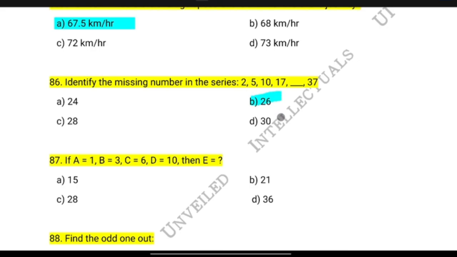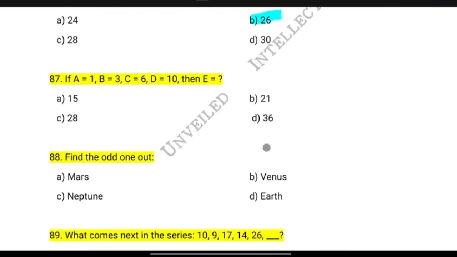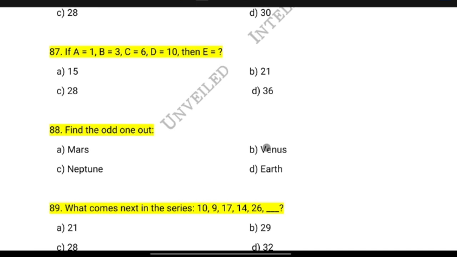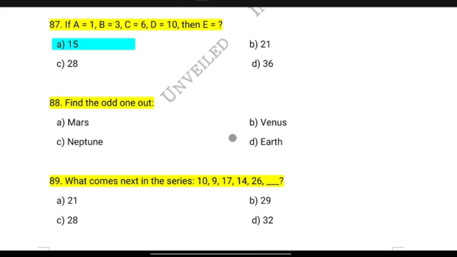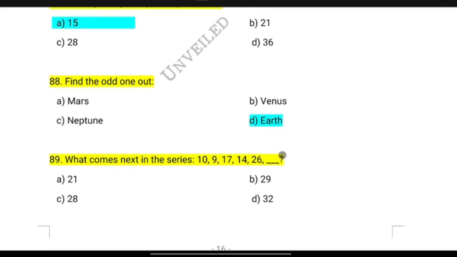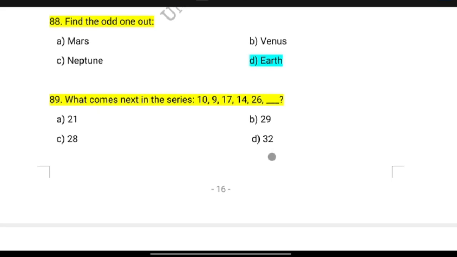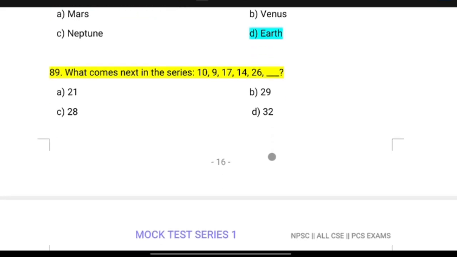26. 87. If A equals 1, B equals 3, C equals 6, D equals 10, then E equals? The answer is A. 15. 88. Find the odd one out. The answer is D. Earth. 89. What comes next in the series? 10 9, 17 14, 26 blank. The answer is A. 21.